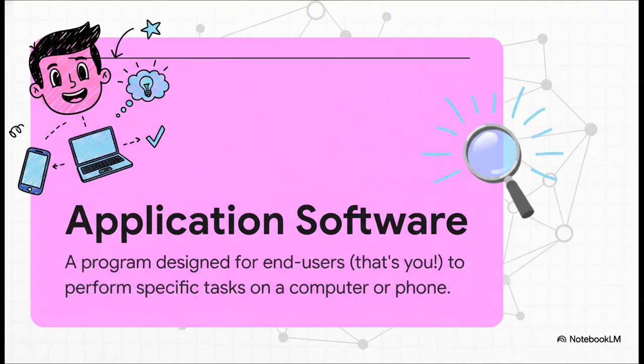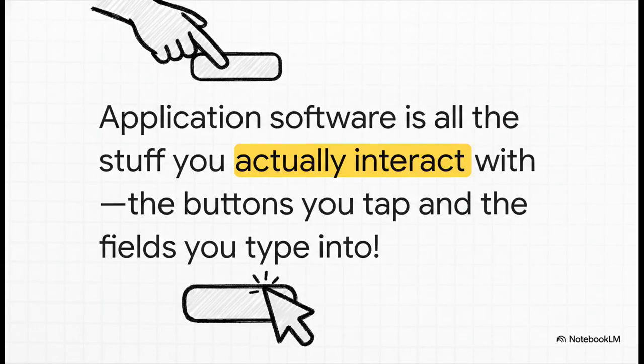So here's the official textbook definition. It's software designed for end users. Now, that phrase is super important. An end user? That's just a fancy way of saying you. It's software made for people, not for the computer to run itself. To put it even more simply, it's all the stuff you actually tap on and click on and type into. While that system software is working hard in the background, kind of like that restaurant manager, the application software is what's right there in front of you waiting for your orders.